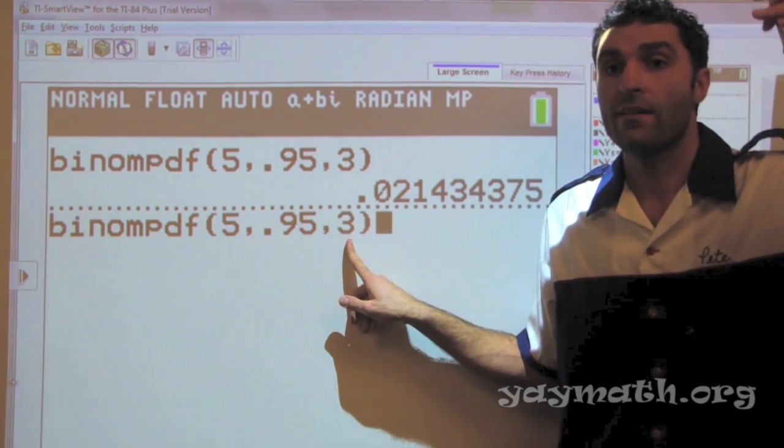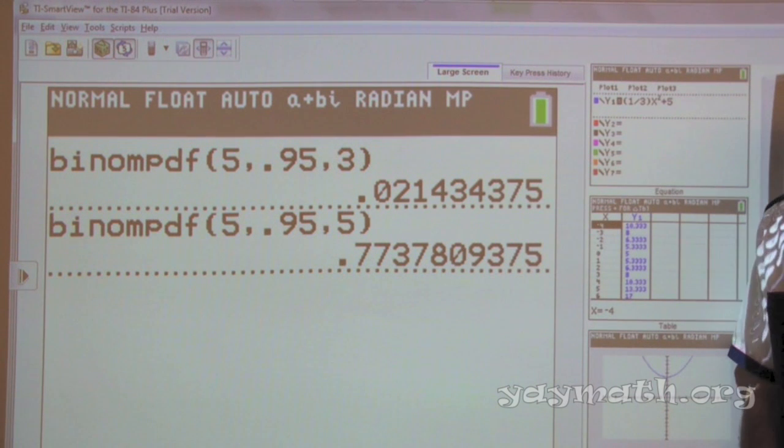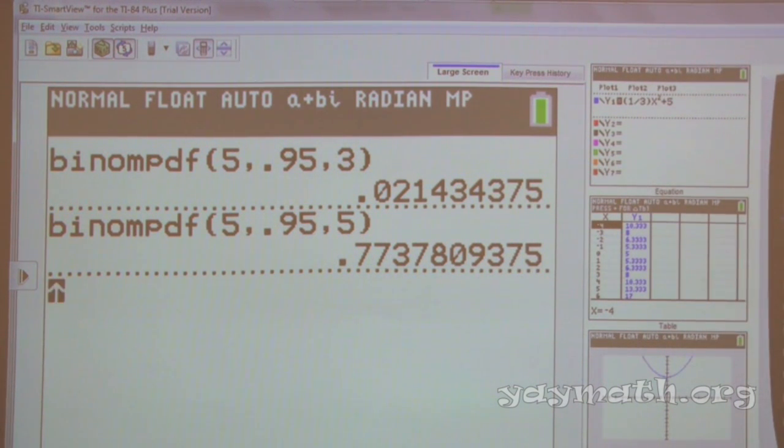First one before that. Oh, 5. Let's do 5. What do we expect to see before we hit enter? 0.773. Yeah. Let's do 4.